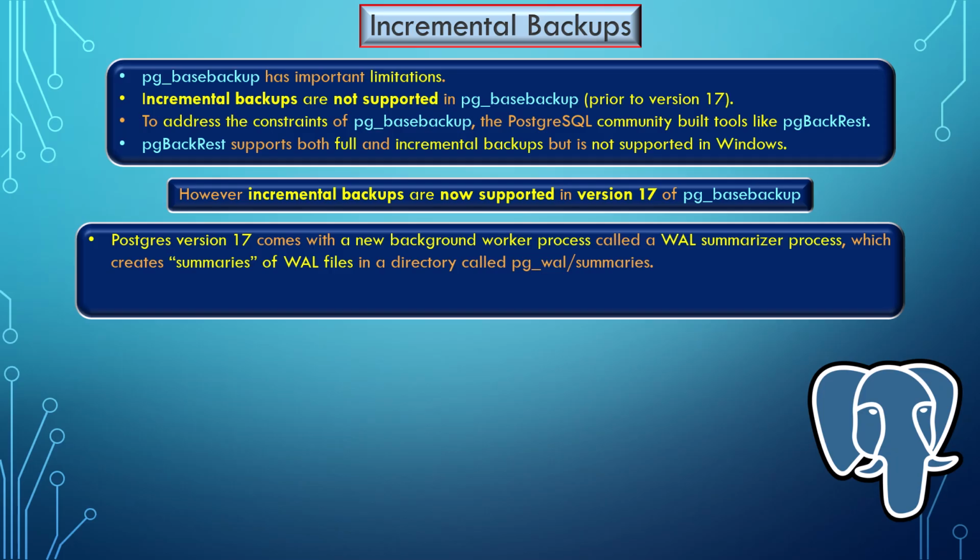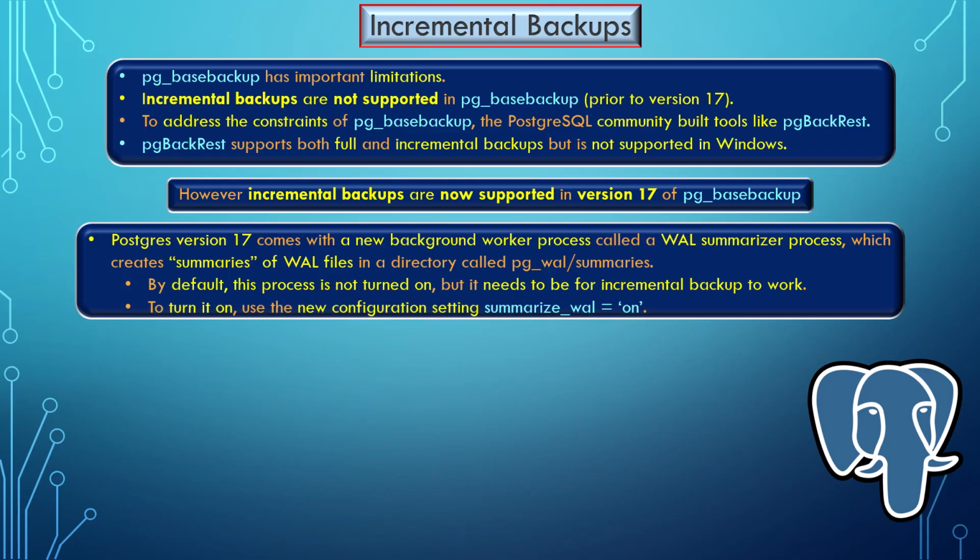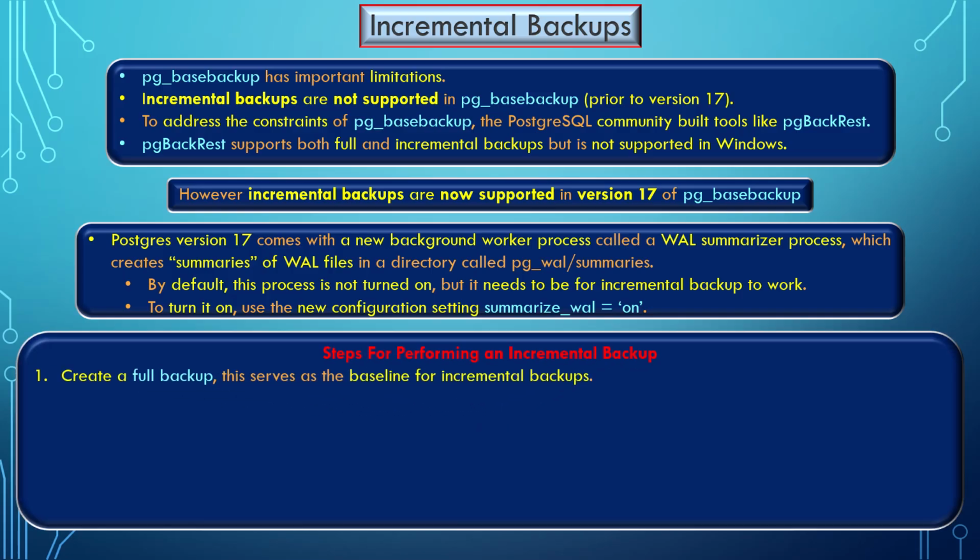Postgres version 17 comes with a new background worker process called the WAL summarizer process, which creates summaries of WAL files in a directory called pg_wal/summaries. By default, this process is not turned on, but it needs to be for incremental backups to work. To turn it on, use the new configuration setting summarize_wal equal to on.